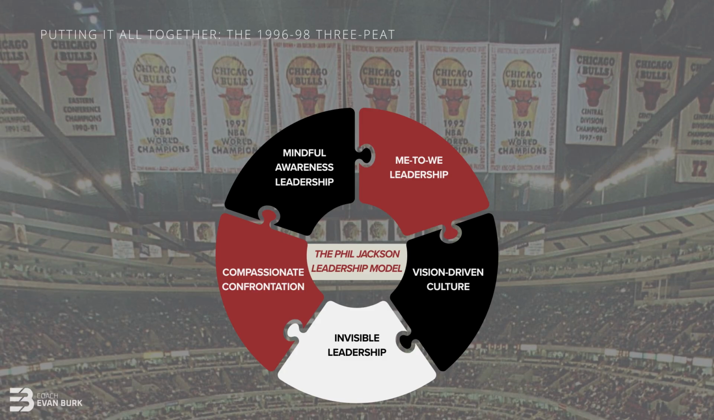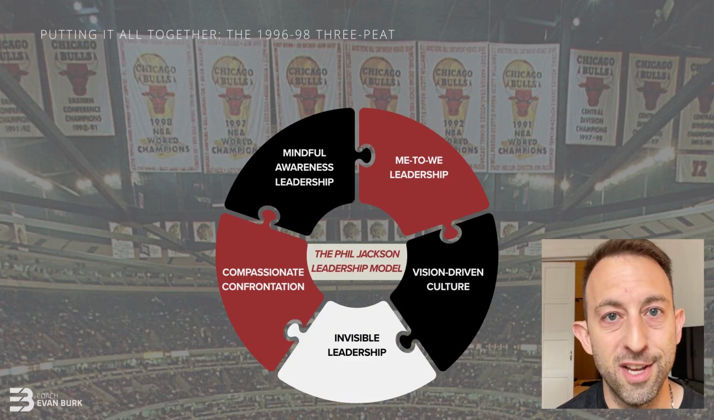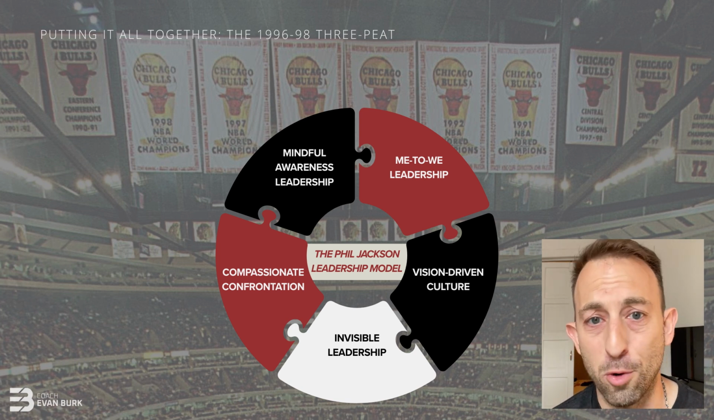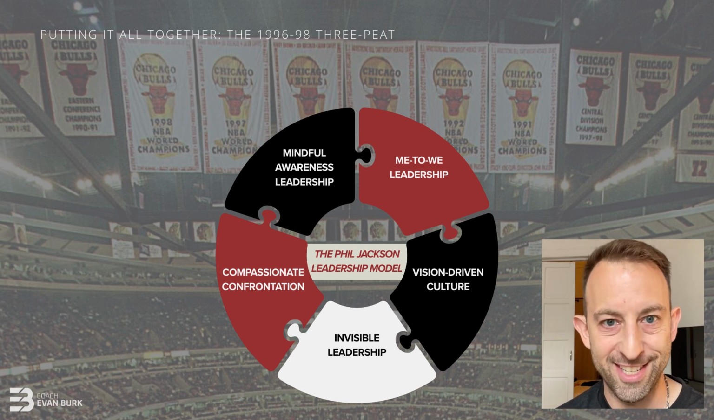Now let's look at this model in action. Here's how all of these principles work together in practice. Look at the Bulls' second three-peat from 1996 to 1998. This is the Phil Jackson leadership model firing on all cylinders. You had mindful awareness, Phil Jackson managing Dennis Rodman's antics, Michael Jordan's competitiveness, and Scottie Pippen's injuries with present moment decisions that kept the team focused.